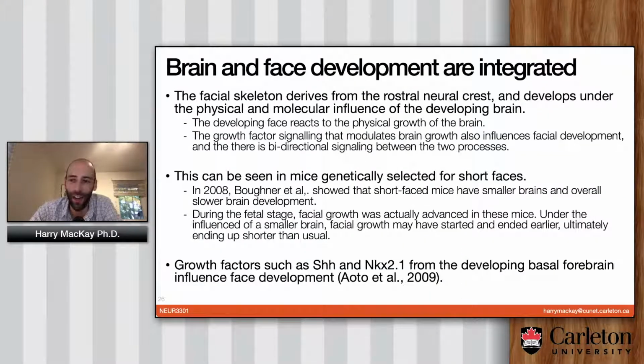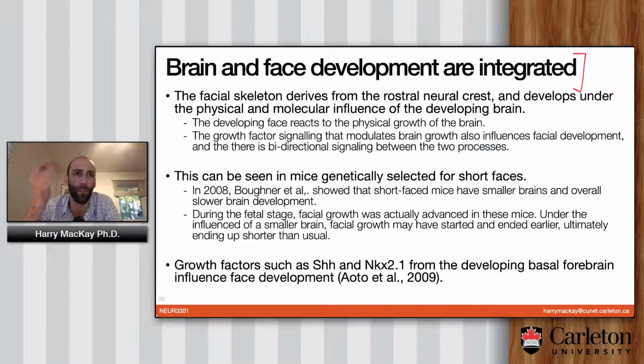Brain and face development are integrated. This is what's surprising about it, but not as surprising as you might think. The facial skeleton is very close to the developing brain, and in fact, the facial skeleton comes from the rostral neural crest. The neural crest cells are what give rise embryonically to the face skeleton. And as the face is developing, it's right next to the developing brain, and the developing face seems to react to the physical growth of the brain.